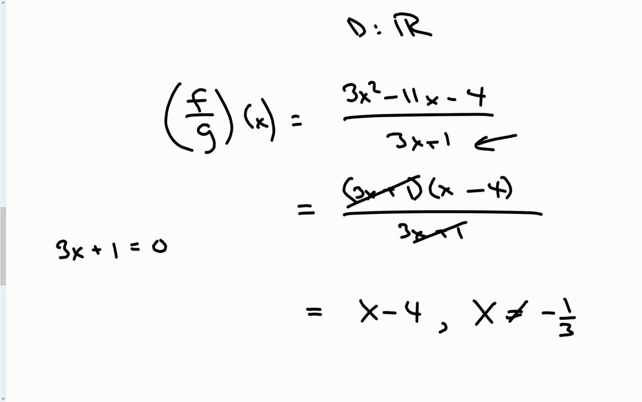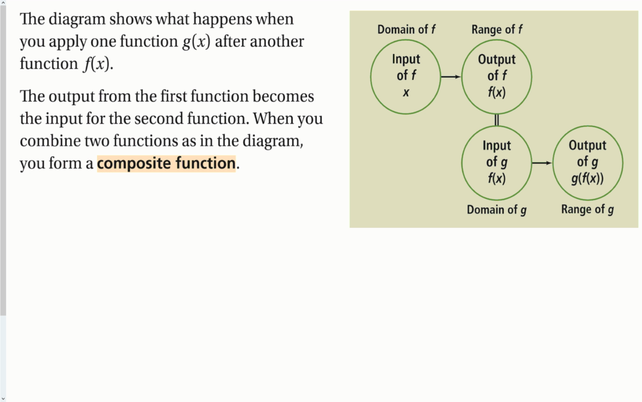Okay, so that was adding, subtracting, multiplying, and dividing functions. Next, we're going to talk about something called a composite function. This diagram over here in the green shows what happens when you apply one function g of x after another function f of x. You take some sort of input, put it into this function, and you get an answer. Then you take that answer and put it into a different function and you get a new answer. So the output of the first function f becomes the input to the second function.